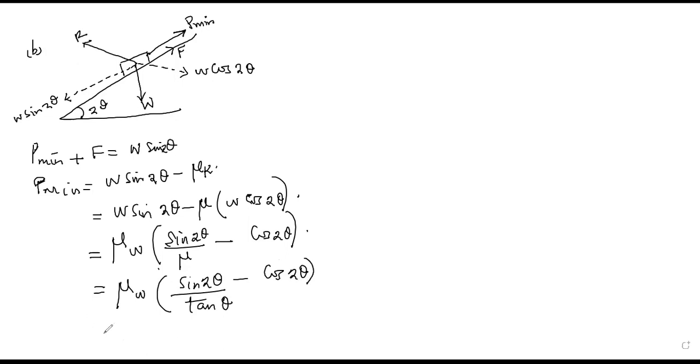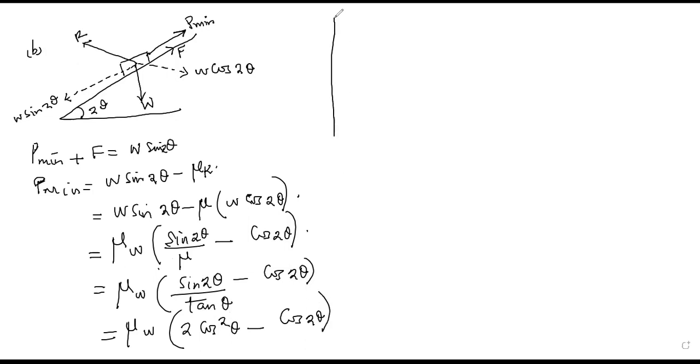Which is the same as mu W into this one here. The whole of this one, we had already seen in the previous summary how it is equal to 2 sine theta cos theta times cos theta over sine theta, which brings us to 2 cos squared theta. All of that reduces to 2 cos squared theta. Then minus cos 2 theta.